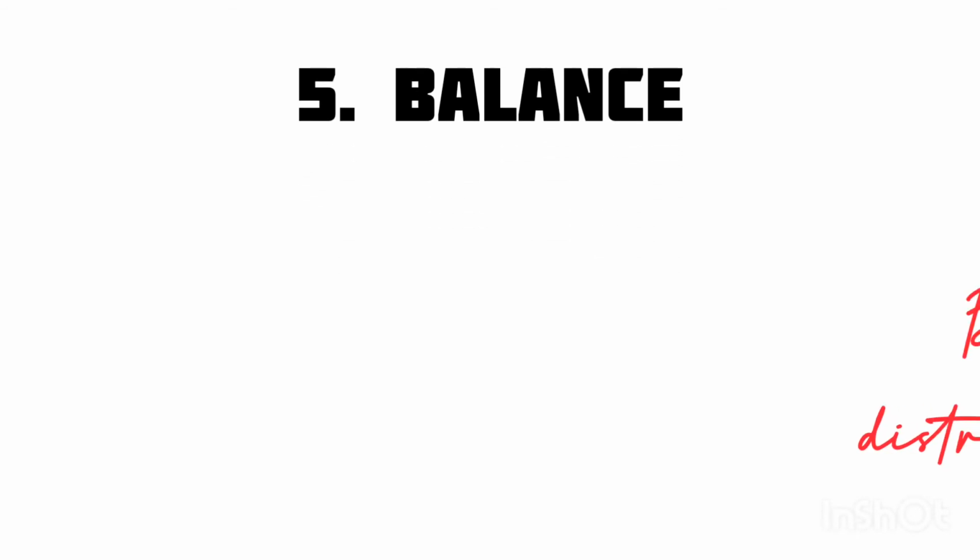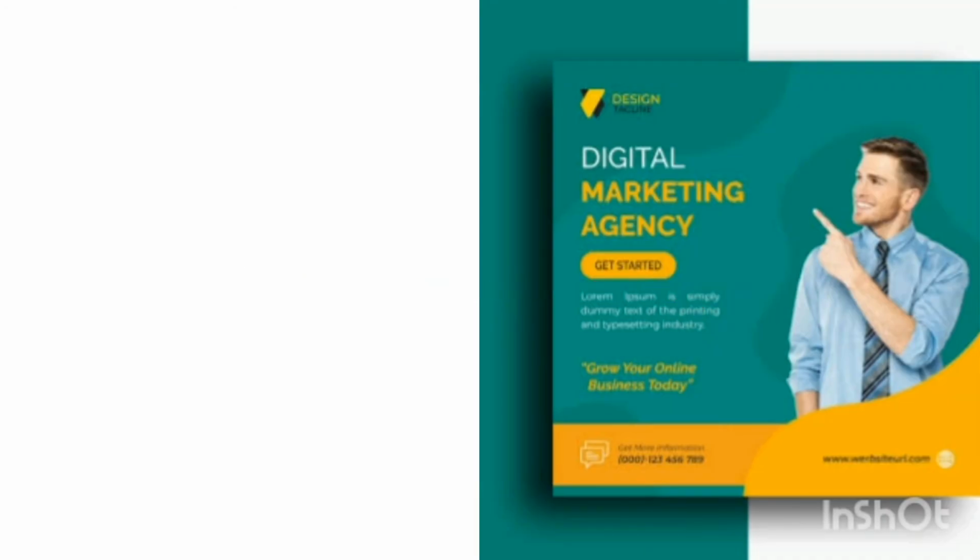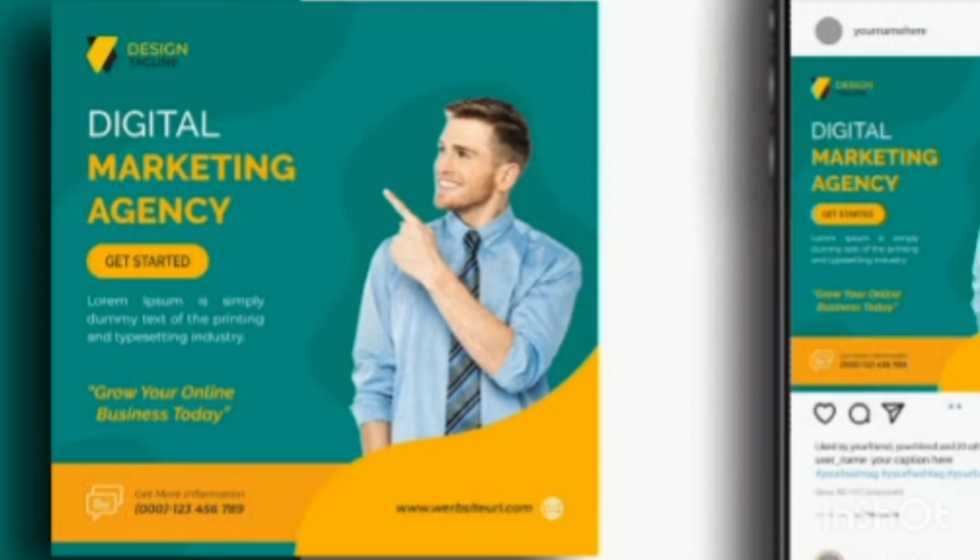The fifth element of design is balance. Balance is the equal distribution of visual weight, more specifically, how much any one element attracts the viewer's eye. Balance can be affected by many things, including color, size, number, and negative space.